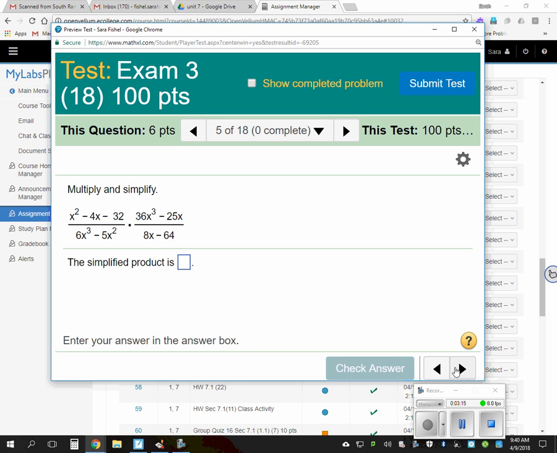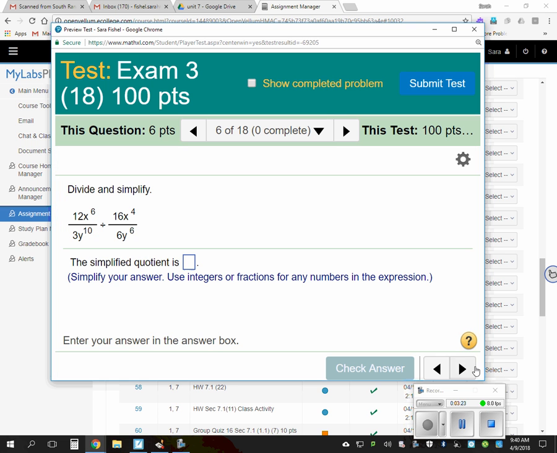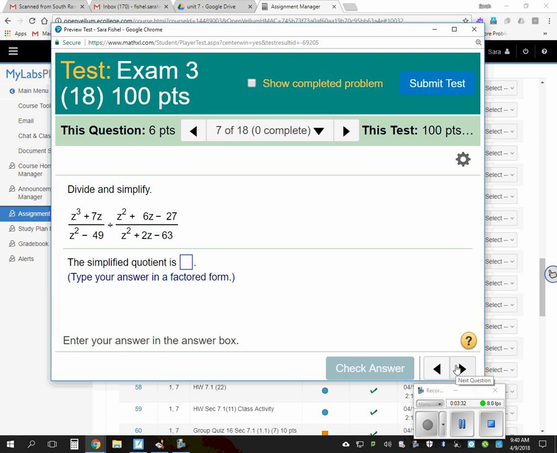Okay, more factoring and canceling. Remember, you can cancel vertically, diagonally, but not horizontally. Divide and simplify, so you're just going to change it to multiplication, flip the fraction, and then cancel. Same idea, but here you would have to factor as well.